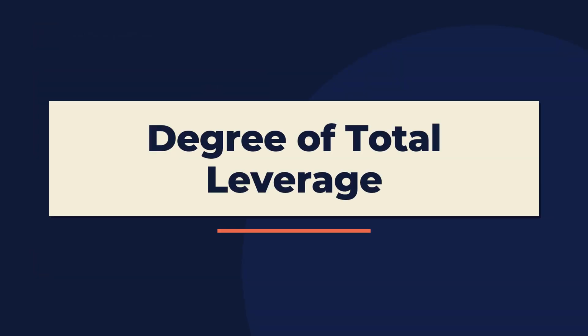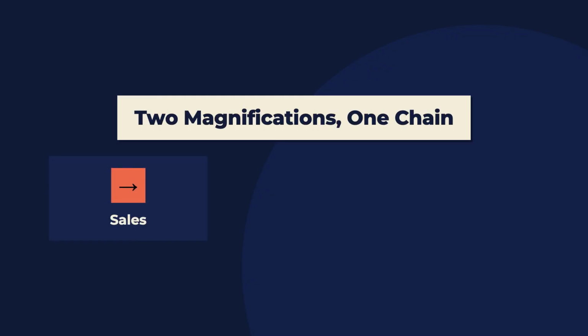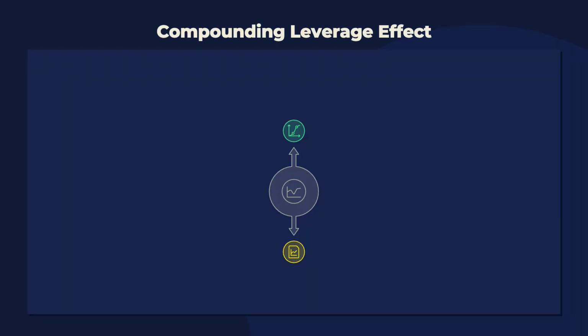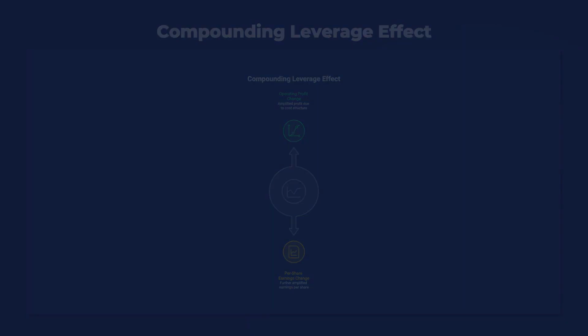Operating leverage and financial leverage don't work alone. They stack together, and the degree of total leverage is the single number that captures their combined punch. Operating leverage links sales to operating profit, and financial leverage links operating profit to per-share earnings. Total leverage links sales all the way through to per-share earnings in one step. And because the two magnifications apply in sequence, they multiply rather than add. A change in sales is first magnified into a larger operating profit change by operating leverage. Then that already magnified change is magnified again into per-share earnings by financial leverage. Two magnifications applied in sequence.